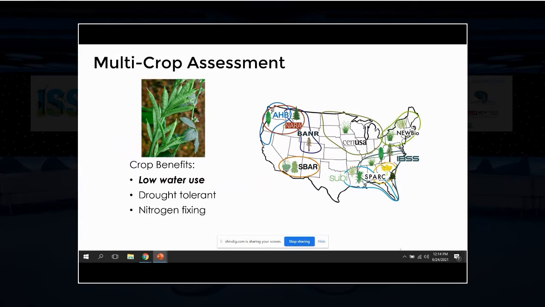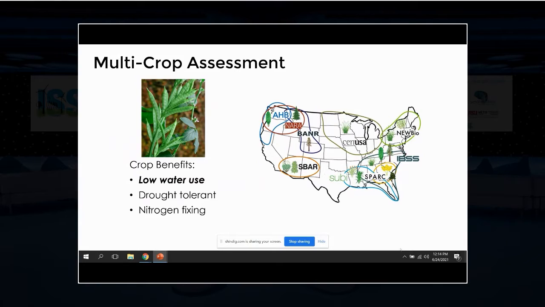In this region particularly, 2 crops are known for a couple of added benefits. The crop guar is known for low water use, and it's known for being drought tolerant. So it's a good candidate for this region. I've bolded here this low water use.